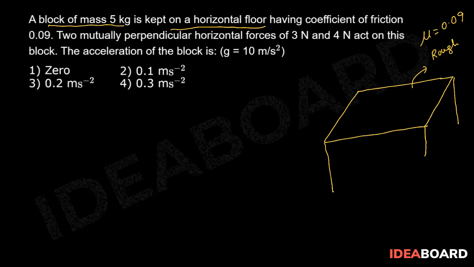Let us fix a coordinate system to this problem. X-axis along one edge of this table and y-axis along the edge which is perpendicular to the previous edge, and z-axis perpendicular to the plane of this table. Now, according to the problem, two mutually perpendicular horizontal forces of magnitude 3 Newton and 4 Newton are acting on this block.